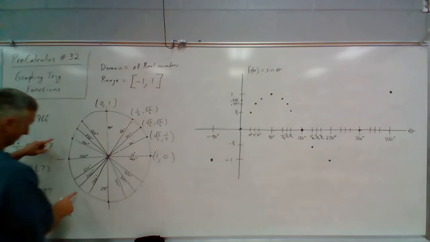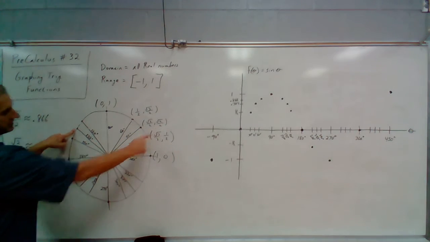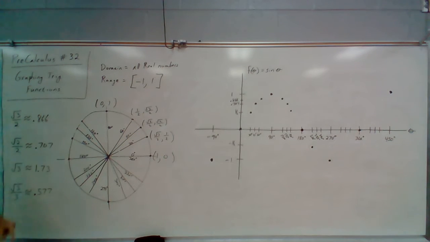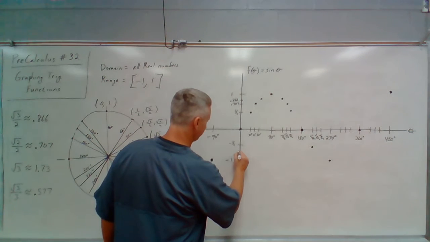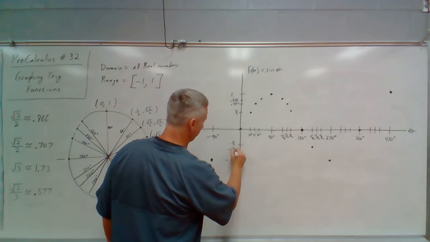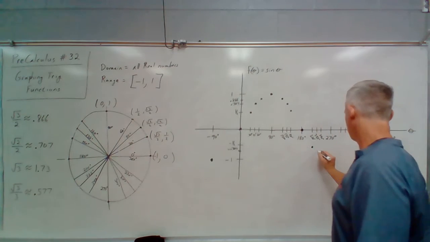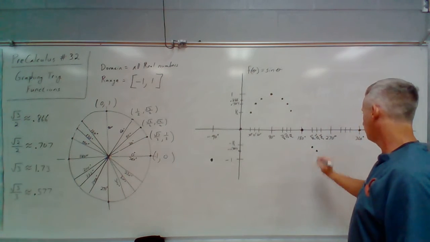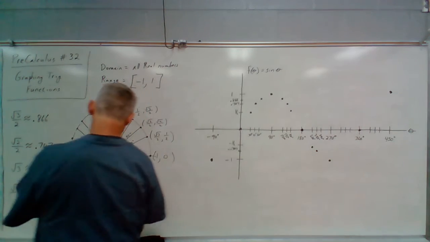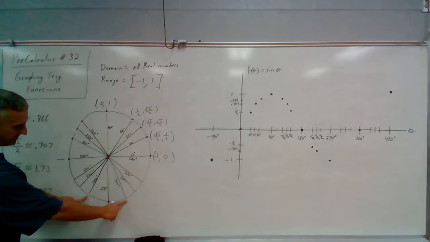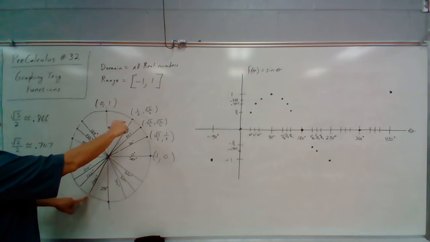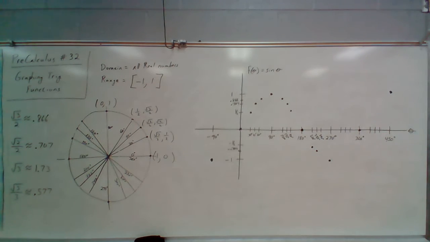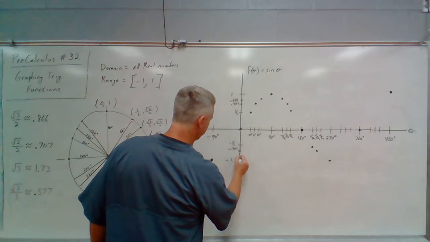225. Matches here, matches here, matches here. So it's negative square root of 2 over 2, or negative 0.707. So about here. 240 degrees. Matches up with this, which matches up with this. So it would be the square root of 3 over 2, except it would be negative 0.866. About right in there.